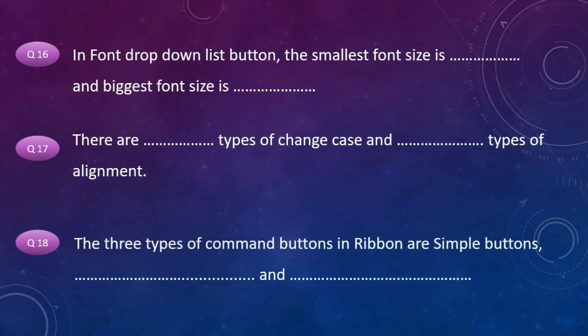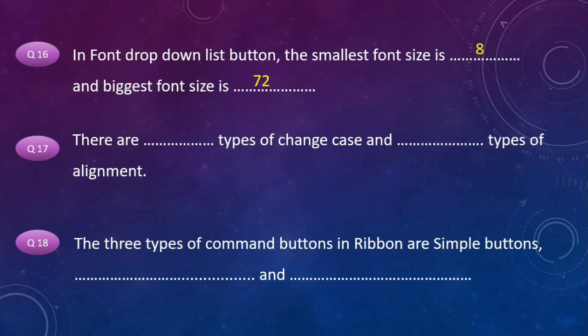There are three types of command buttons in Ribbon. They are simple buttons, dash and dash. The answer for the 16th question, that is in your drop-down list of font button, the smallest font size is 8 and the biggest font size is 72. And we know 72 points is equal to 1 inch.